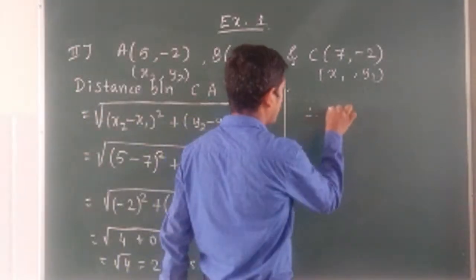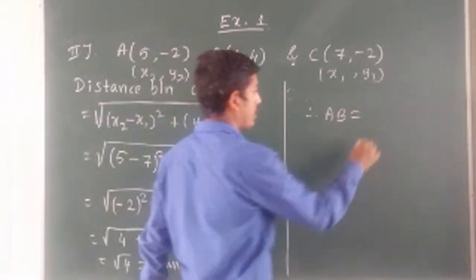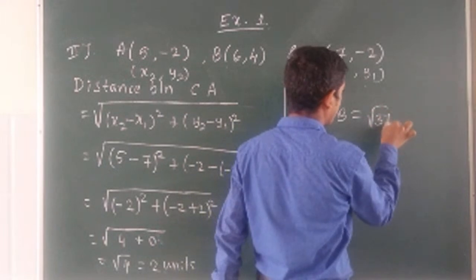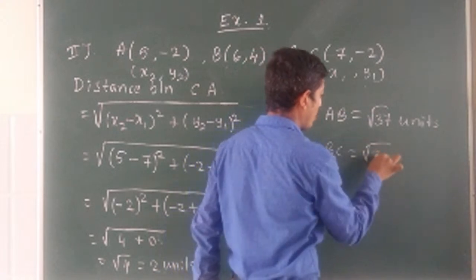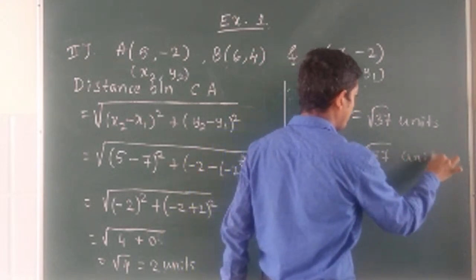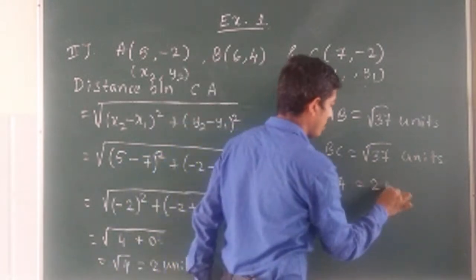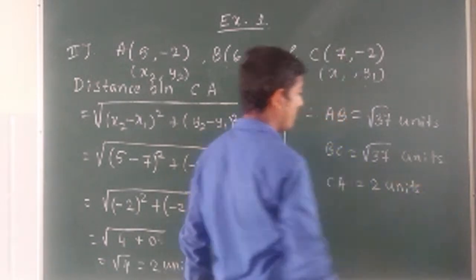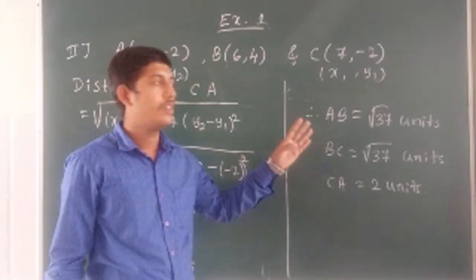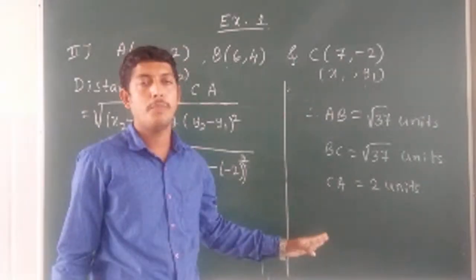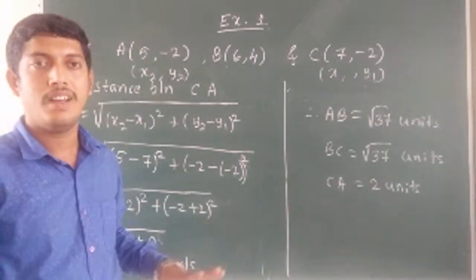Therefore, AB equals how much? AB equals square root of 37 units, and BC equals square root of 37 units, and CA equals 2 units. So, here two sides are equal, therefore the given points constitute an isosceles triangle.